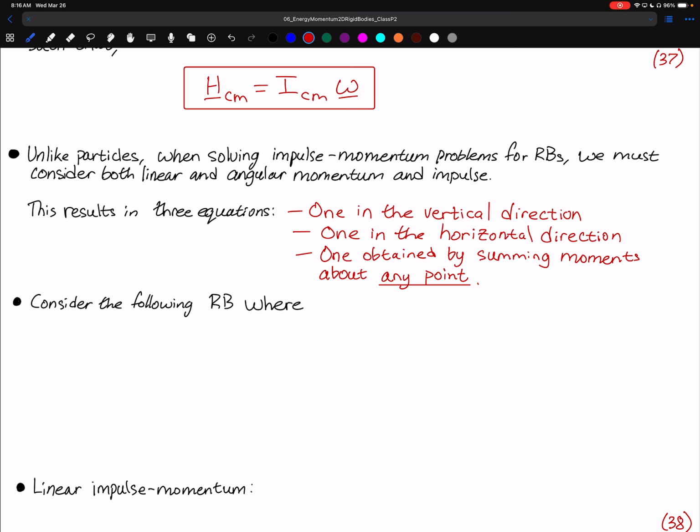It doesn't have to be the center of mass. It doesn't have to be a pin position. You can sum about any point you want. Sometimes some points will be more convenient than others, but you can sum moments about any point. If you sum about some point that's not the center of mass, then you've got to use the parallel axis theorem when computing the moment of inertia.